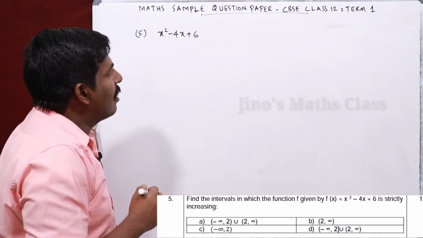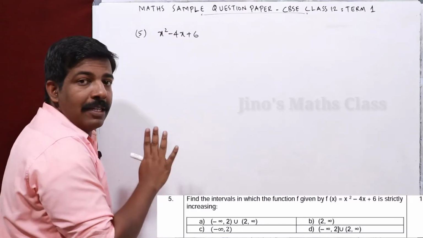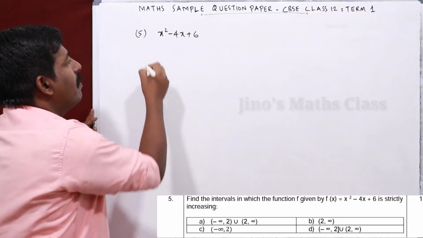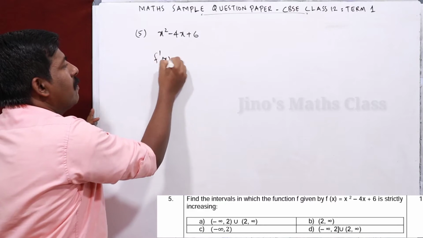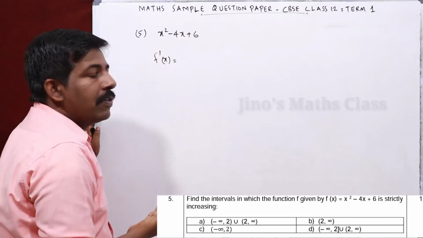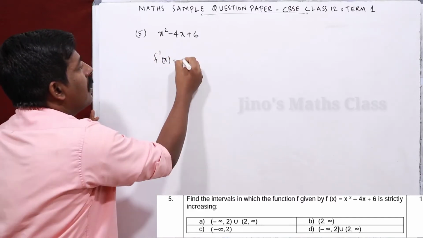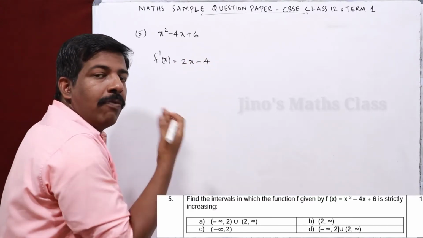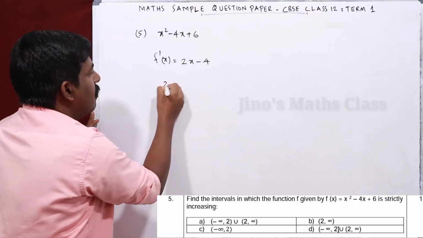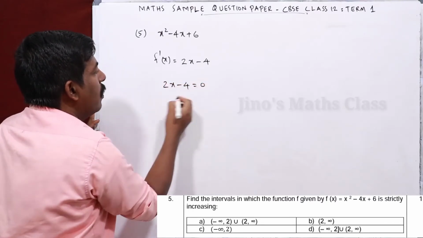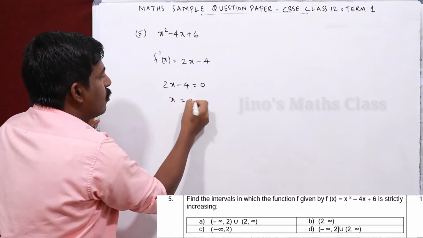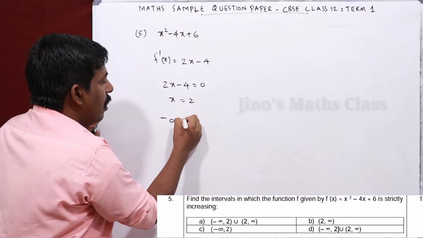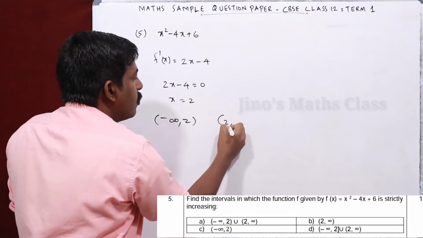Fifth question. Here they are asking to find the intervals where f of x is strictly increasing. So for that we will find the derivative, right? We have to find the derivative of x square minus 4x plus 6. That means we will get 2x minus 4. After that we will equate f dash x equal to 0, that means 2x minus 4 is equal to 0. We will get x is equal to 2. That means we can form the intervals like minus infinity to 2 and 2 to infinity.